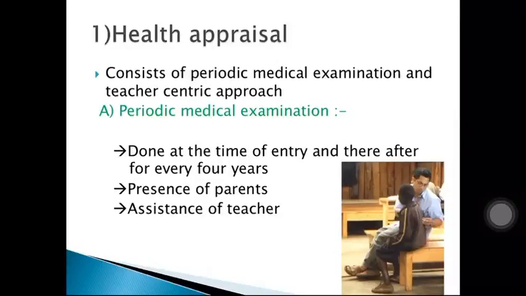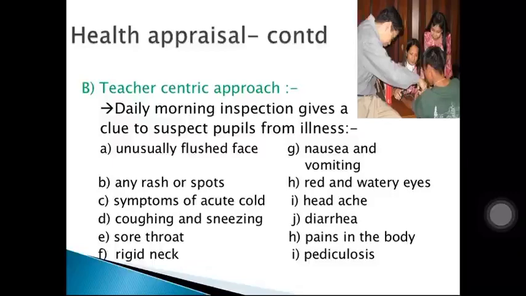Now what do we do in periodic medical examination? How frequently should it be done, and who does it? It is done at the time of entry to the school and thereafter every 4 years. The initial examination is done in the presence of parents, and it is assisted by the class teacher. Of course the examination will be done by a medical officer, but the school teacher assists him or her in recording the data and measuring the height, weight and so on.